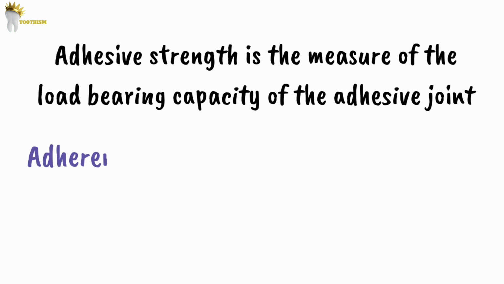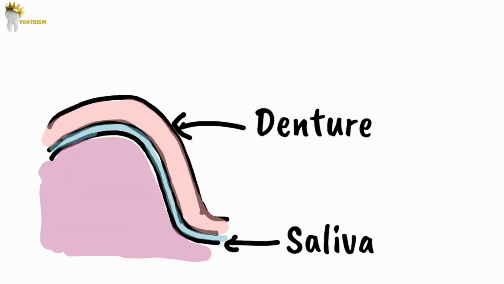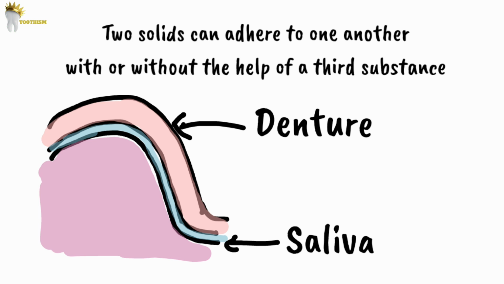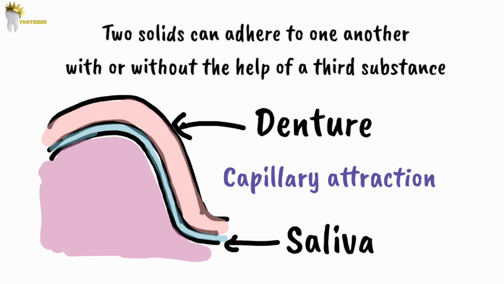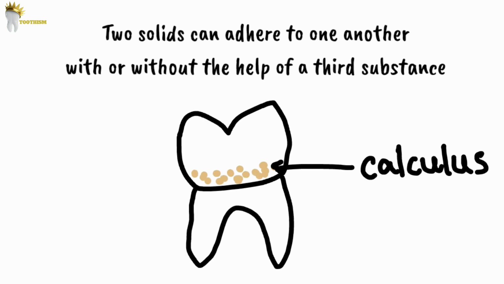There is another term called as adherent. It means the material to which the adhesive is applied. What's interesting is that two solids can adhere to one another with or without the help of a third substance in between them. For example, when we deliver a denture to a patient, how does it stay attached? It's because of the capillary attraction provided by the saliva. Another example of solid adhering to solid in dentistry is the way plaque or calculus adheres to the tooth structures.